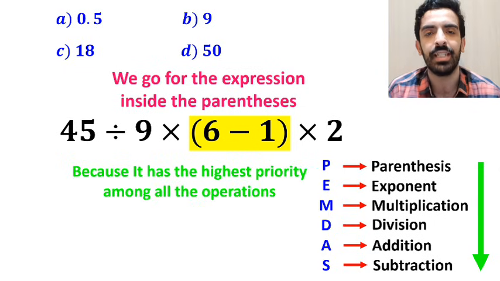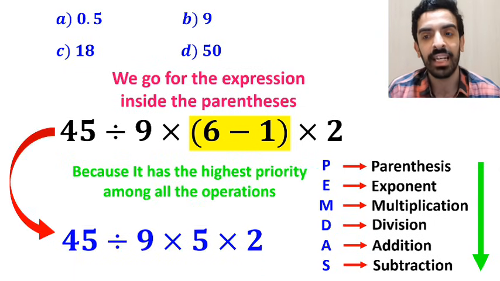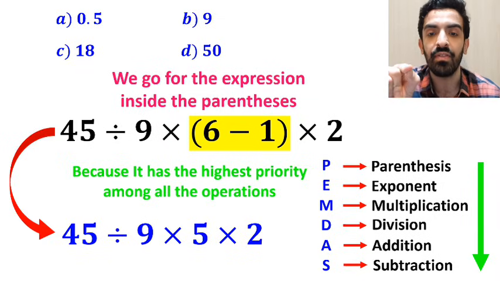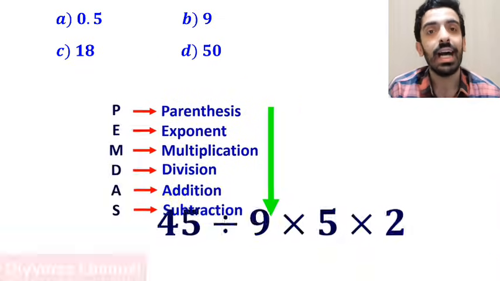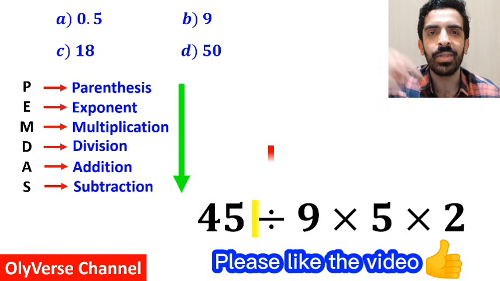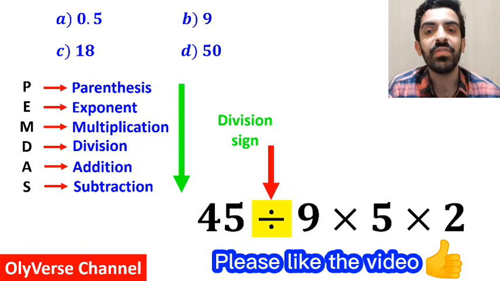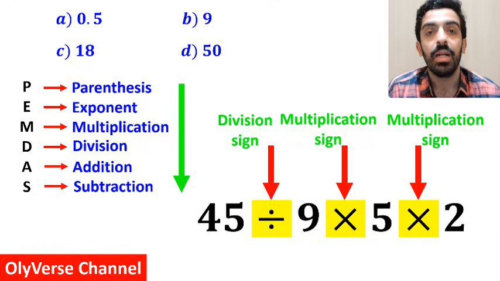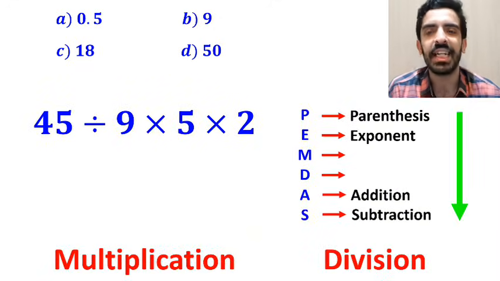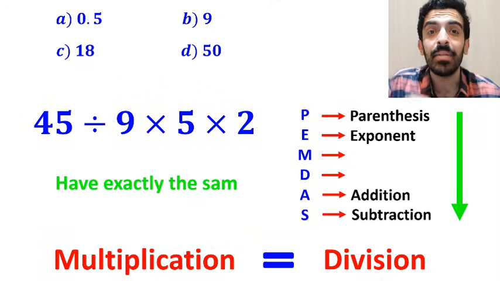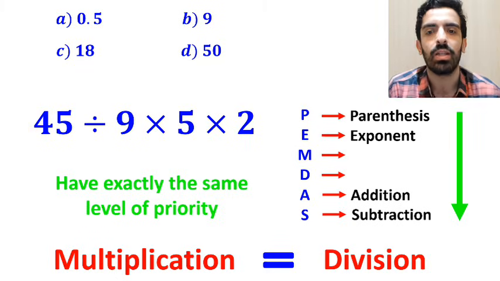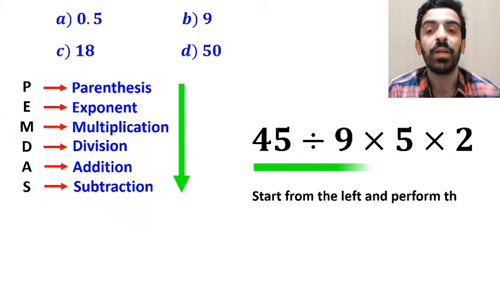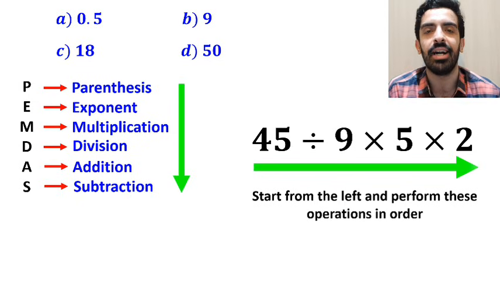So, instead of this expression, we can write 45 divided by 9 times 5 and again multiplied by 2. Alright, as you can see on the screen, in this expression, first we have one division sign followed by two multiplication signs. We must pay close attention that multiplication and division have exactly the same level of priority in the PEMDAS row. In this situation, the best thing to do is to start from the left and perform these two operations in order.